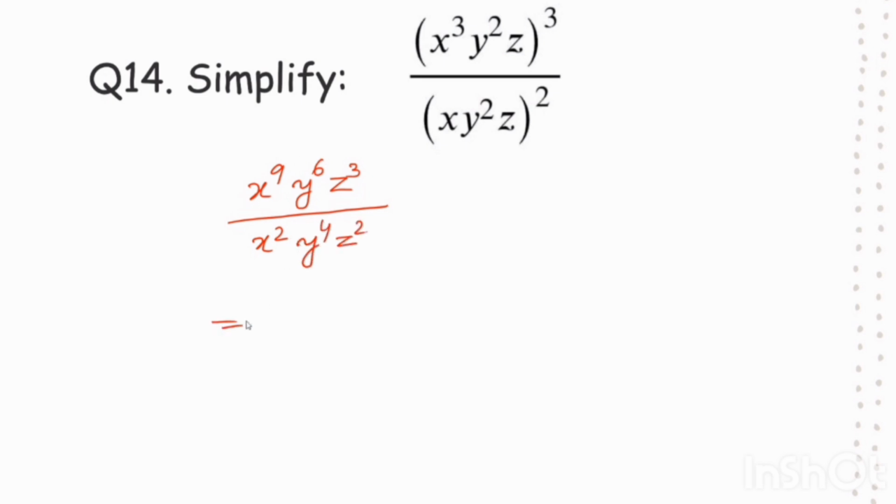Now x raised to the power, we are dividing, so we have to subtract the exponents. y raised to the power 6 minus 4 and z raised to the power 3 minus 2, and that is equal to x raised to the power 7, y to the power 2, and z raised to the power 3 minus 2 equals 1. So the expression is this one.